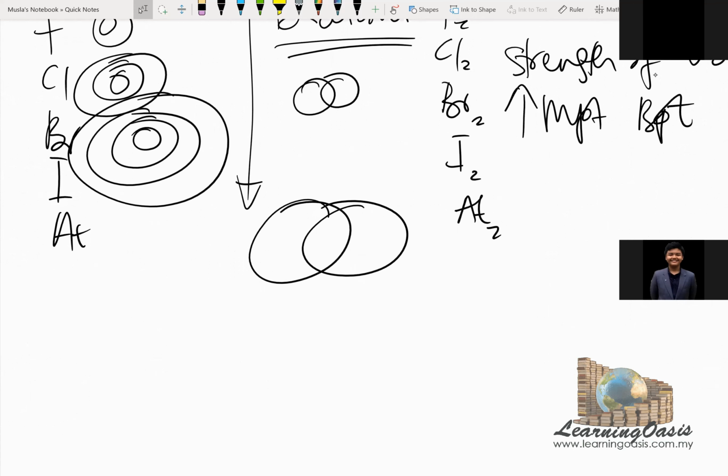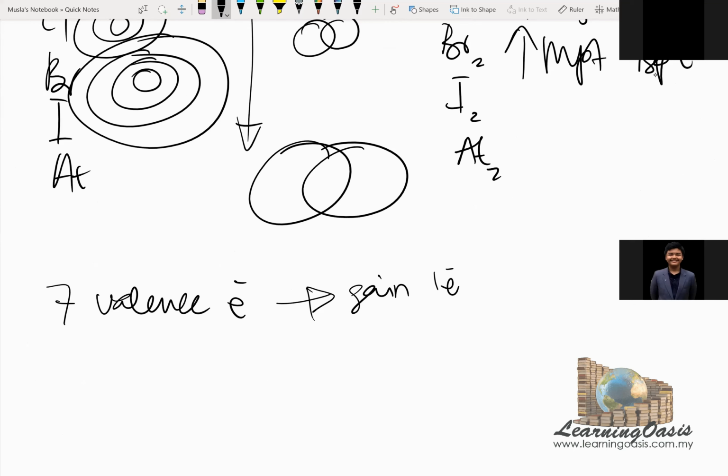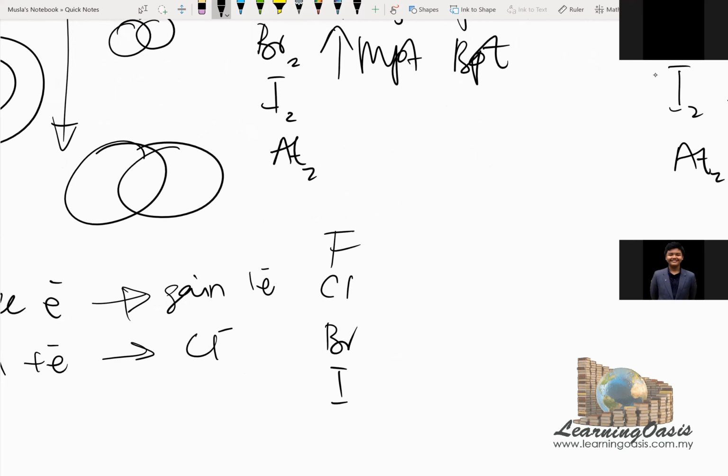Now, your chemical properties. All these have how many valence electrons? Group 7? They have 7 valence electrons. Right. So to achieve octet, what happened? They gain 1 electron. Yes, they gain 1 electron. Like Cl plus electron to give you Cl minus. Right? You get that? So now as you go down, you have fluorine, chlorine, bromine, iodine.